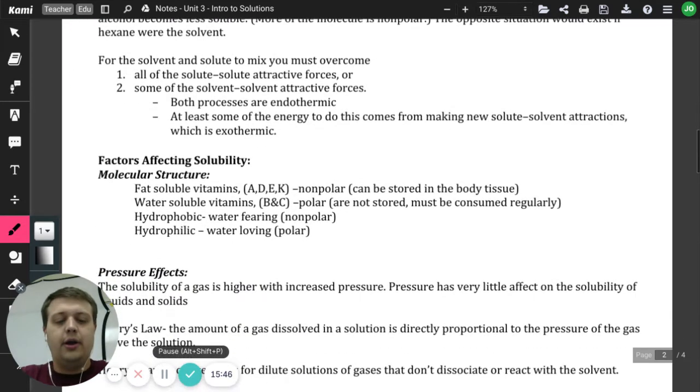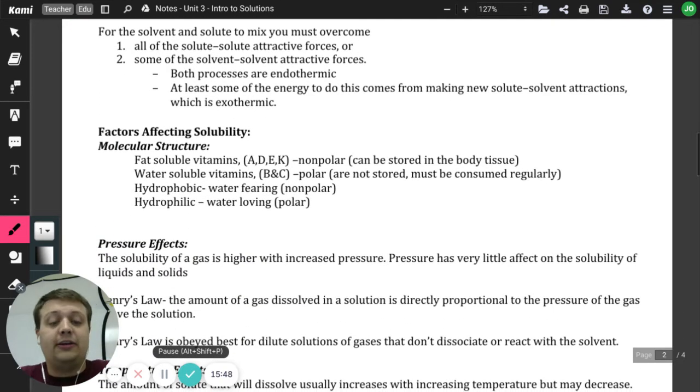All right. Now, factors affecting solubility of a molecular structure. If I'm talking about a fat-soluble vitamin, something like vitamin A, D, E, or K, those are going to be nonpolar. And since they are nonpolar, they are not going to be dissolvable in water. Thinking about that, if I'm talking about a fat, which would be something like a lipid, those we know are not going to be dissolved in water.